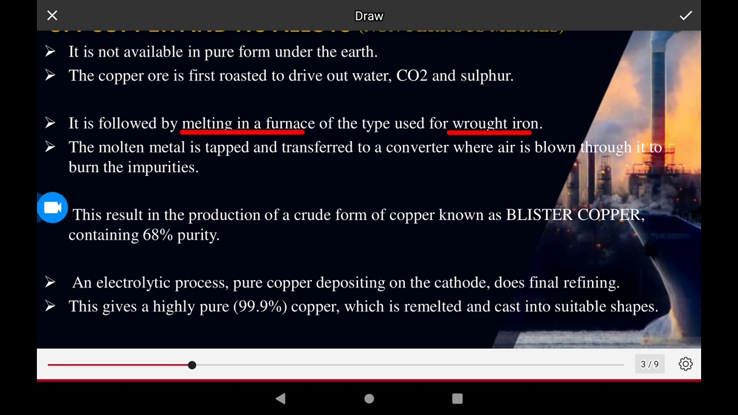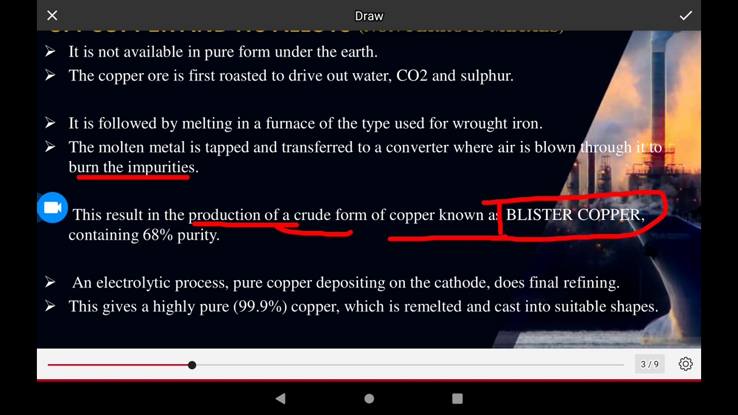Melting is done in a furnace of the type used for wrought iron. The molten metal is tapped and transferred, where air is blown through to burn off impurities. This results in the production of crude copper known as blister copper, containing some impurities.